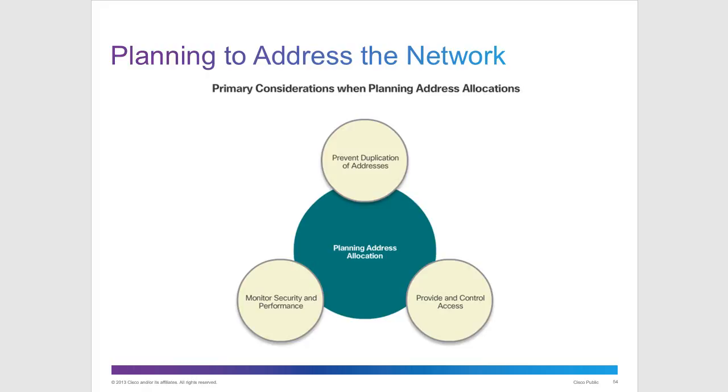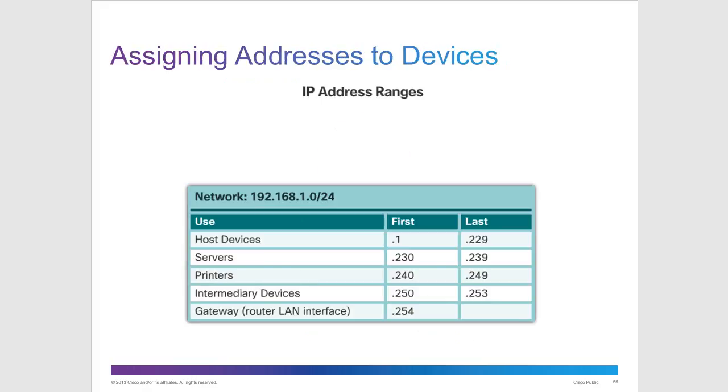Okay. Moving on down, you can have typical ranges for host devices versus servers versus printers, intermediary devices, and your gateway. Well, I mean, this isn't exactly typical. Your gateway, they give it the last IP address in a range. We've been using the first, and that is actually the more commonly used technique. Okay, so there's some common ranges, not always used.